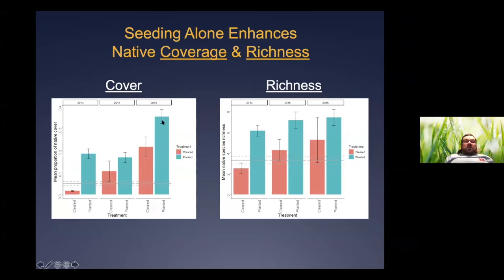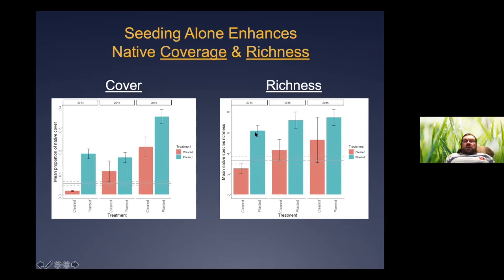And what we see is that very quickly, for native cover over time, we saw a fantastic increase where we planted species. When I say fantastic increase, we're going to 35%, which means that we still have 65% non-native cover. But compared to 5% native cover long-term in our unmanaged plots, that's an increase of 7 times, which is significant.